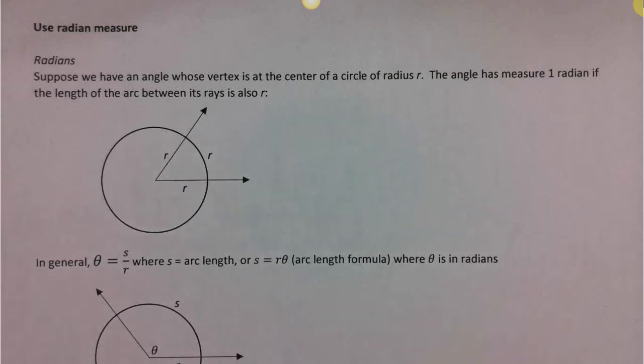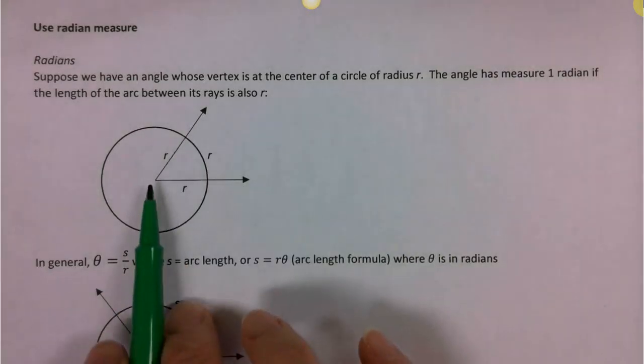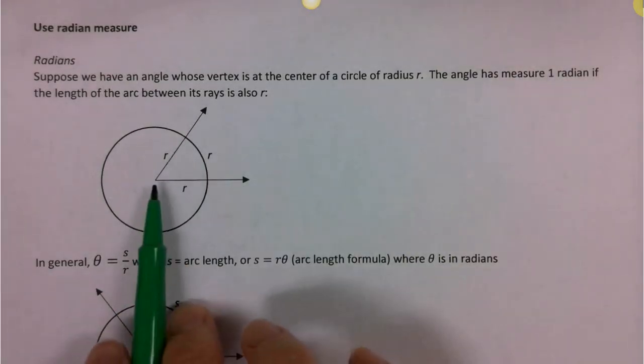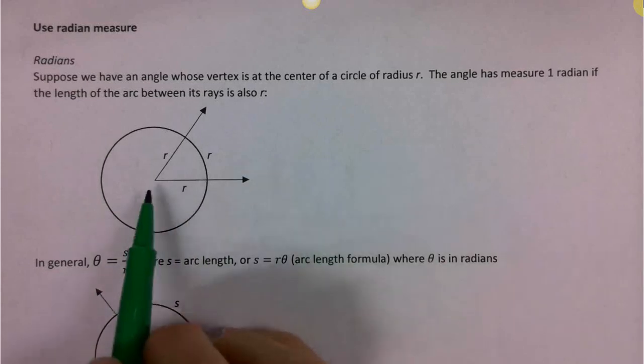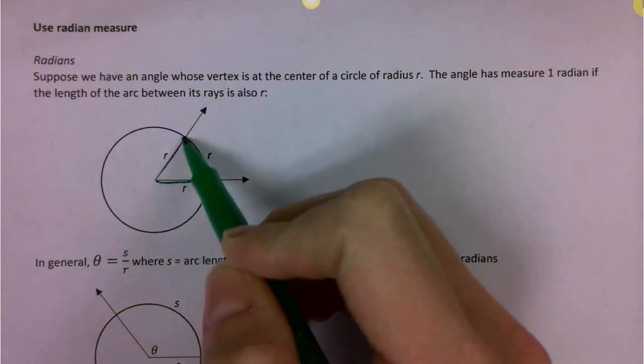So we've looked at some different angles measured in degrees. We also want to talk about a second way that we can measure angles, which is using radians. To work our way up to this, let's first think about an angle whose vertex is at the center of a circle of radius r. So that means that this distance is r and also this distance is r.